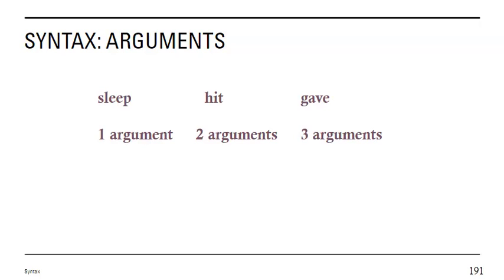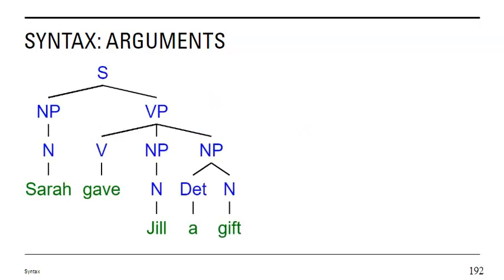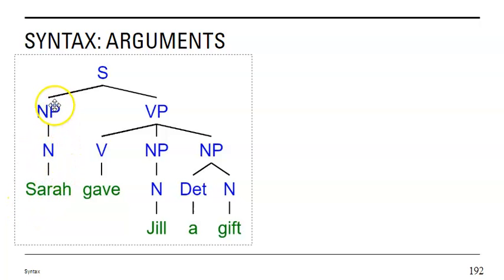Let's look at a syntax tree showing these arguments. This sentence is Sarah gave Jill a gift. We can see that one of the arguments, Sarah, the giver, is showing up here in the noun phrase in subject position. We see that another required element, argument, is showing up as a noun phrase, the receiver, as a noun phrase inside the verb phrase.